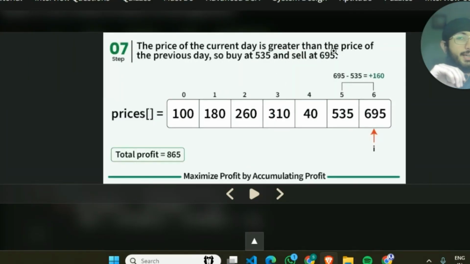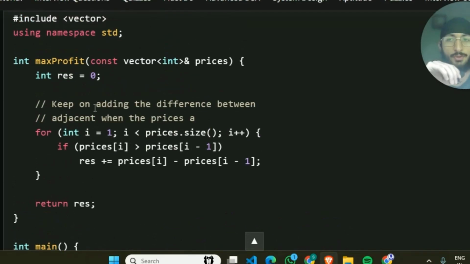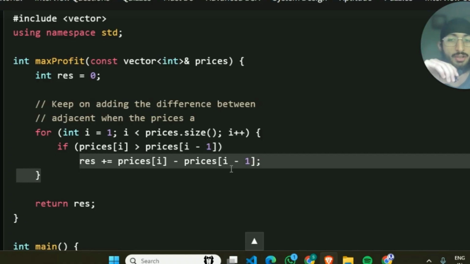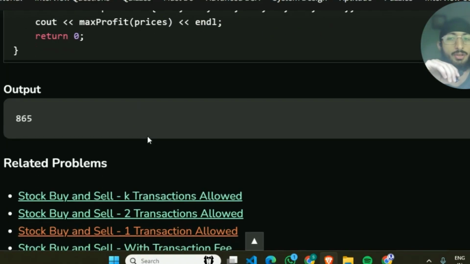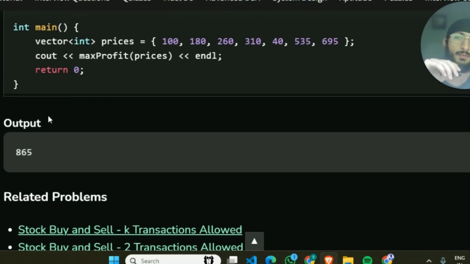Now we see the price of the current day is greater than the price of the previous day. So we buy at 535 and sell at 695. So total profit becomes 865. Right, and in the implementation you can see max profit, we set the result as 0. Keep on adding the difference between adjacent prices when the price is greater than the previous element. So for I equal to 1, I less than prices size, if prices of I is greater than prices of I minus 1, that is if the current element is greater than the previous element, then we add it to the result and we return it. That's the simple answer we received.